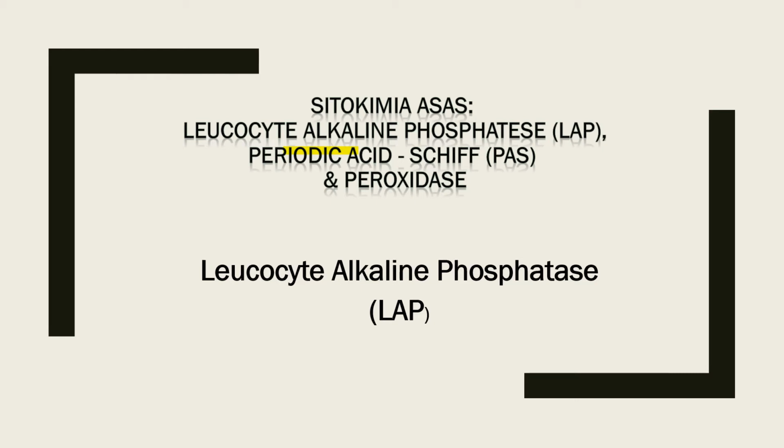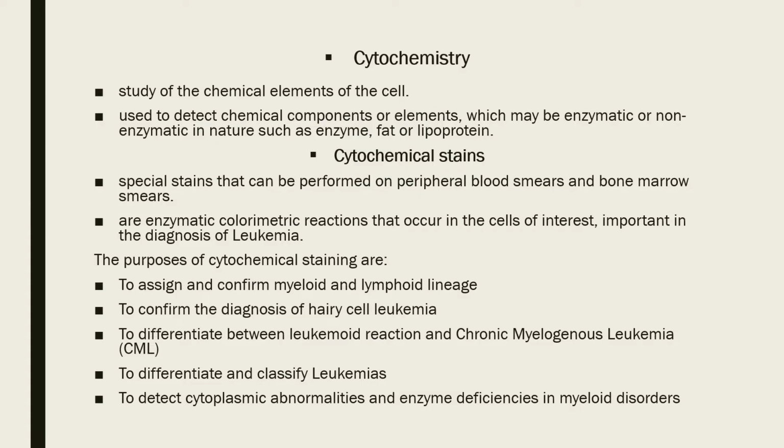Hi, I'm Claudia. Today I'm going to explain one of the cytochemical stains in hematology, which is the leukocyte alkaline phosphatase, or we call it LAP. So first I'm going to explain the definition of cytochemistry.